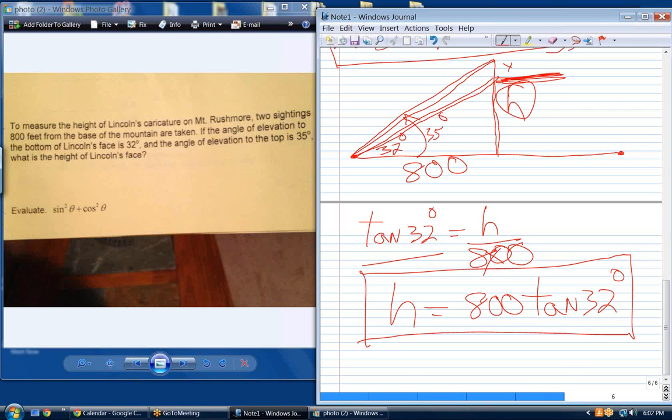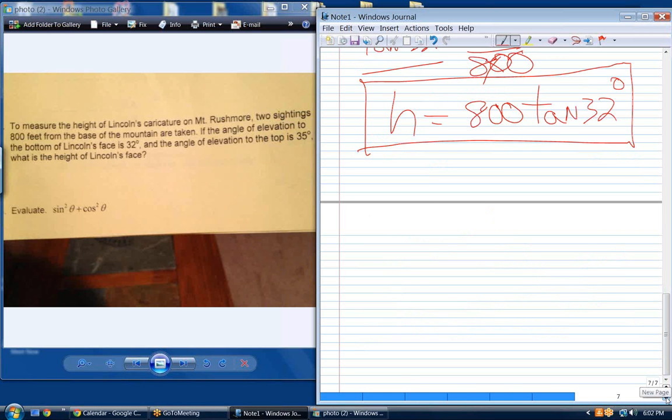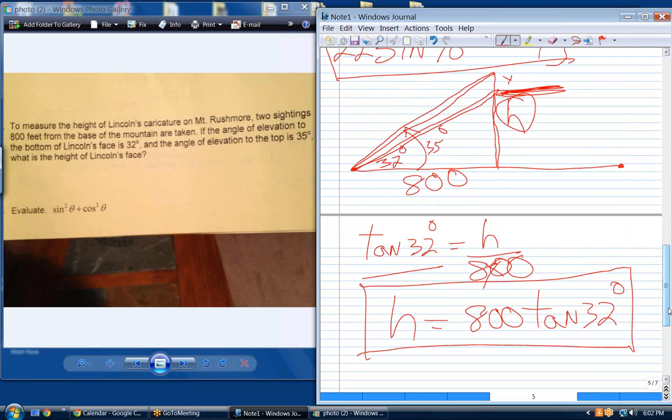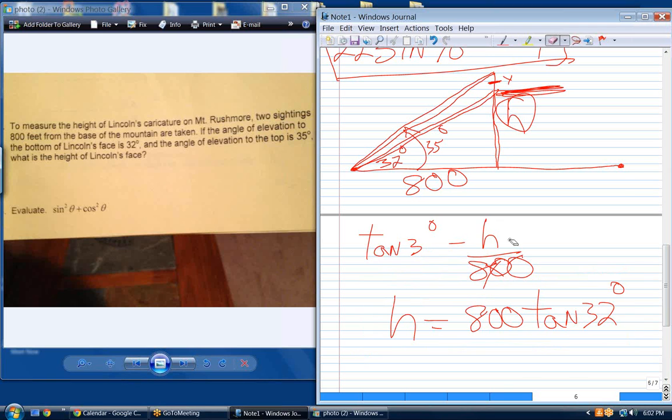All right. What's sine squared plus cosine squared? Let's go back 1 second to this problem here. What if they meant to the middle of his face? Right there. Then we have to solve for y, right? Okay, so let's solve for y.